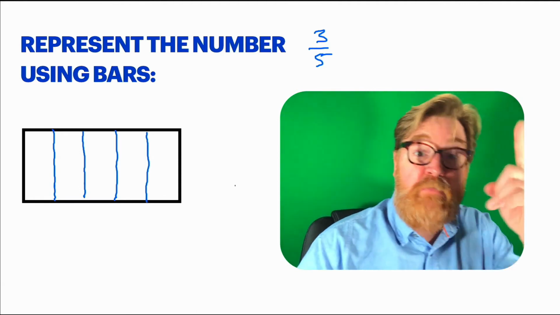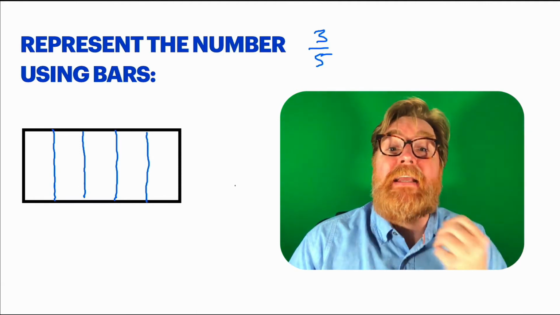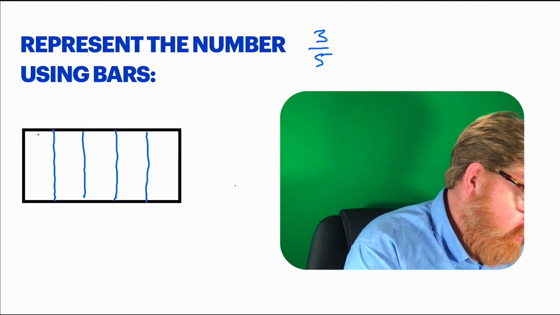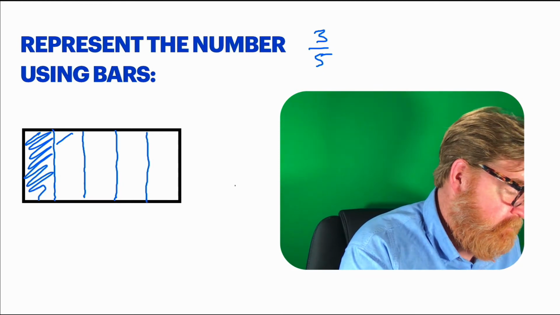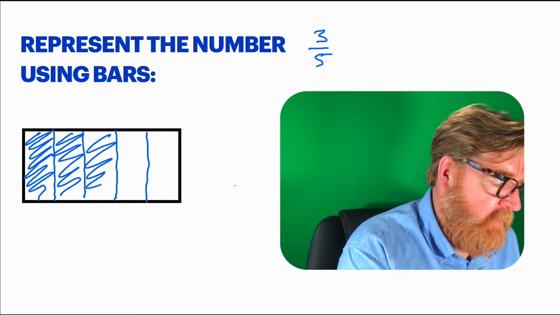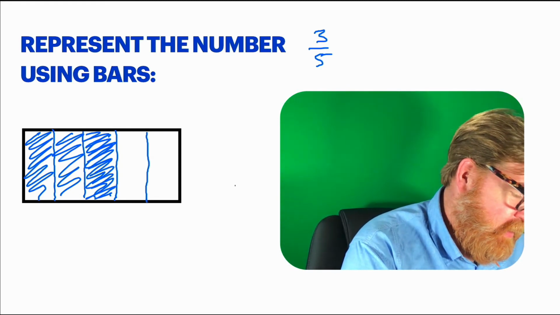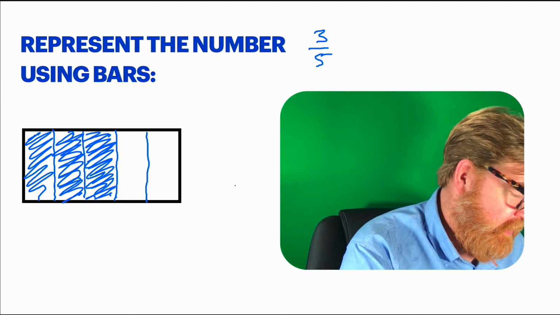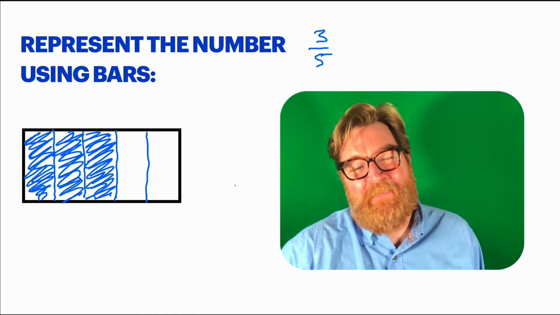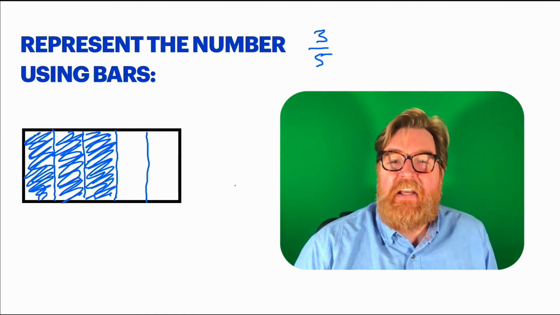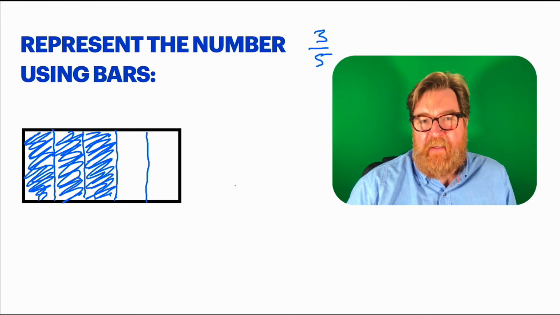Now, the numerator tells us we want 3 of those fifths. So what we do is we just shade in 3 of them. Man, I have not gotten any better at my coloring. There we go. So that's a good representation of the number 3/5.